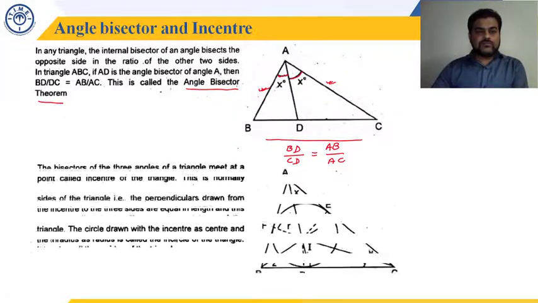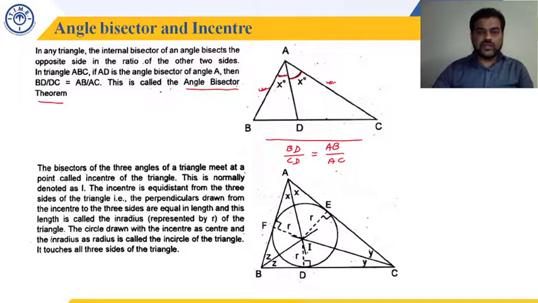Now, this is just one angle bisector. If I draw all the three angle bisectors, they will all meet at a common point, which is known as the incenter.